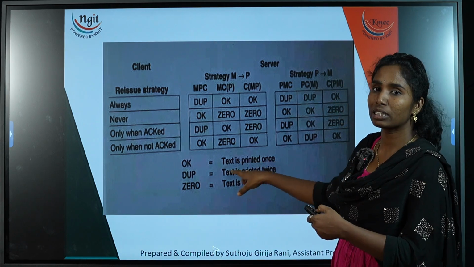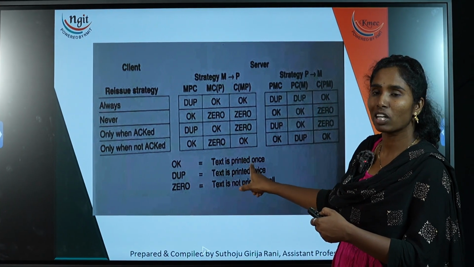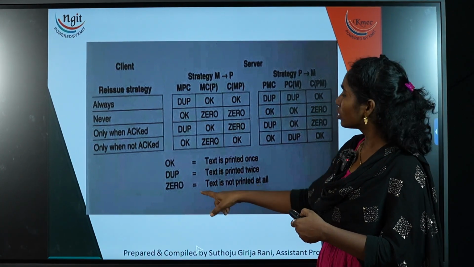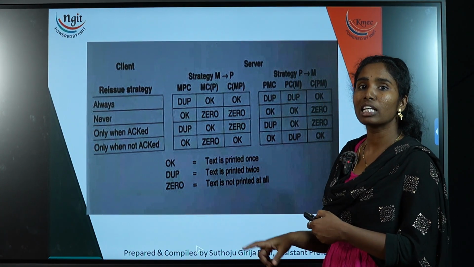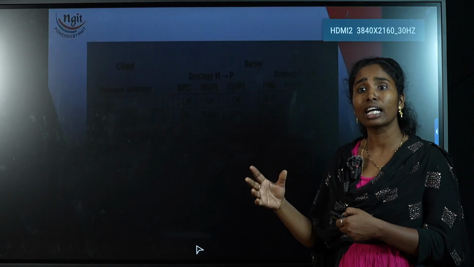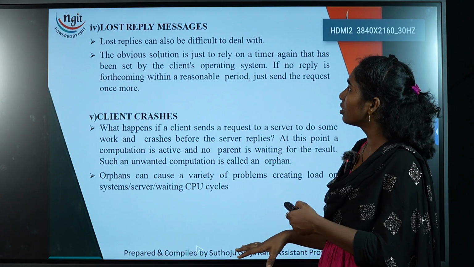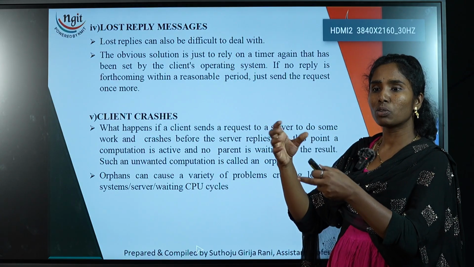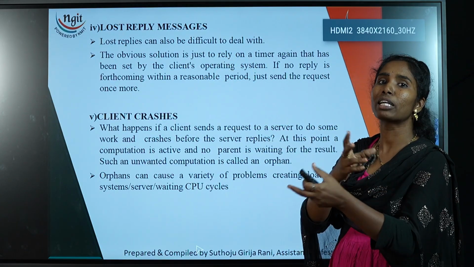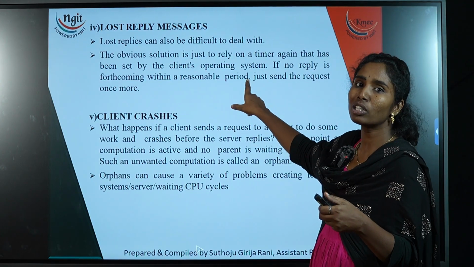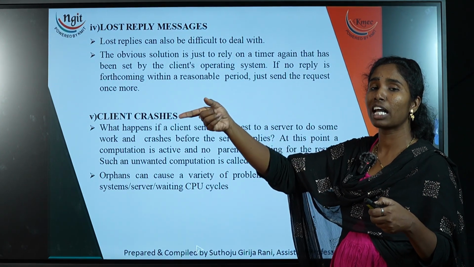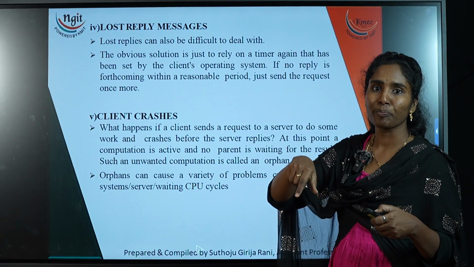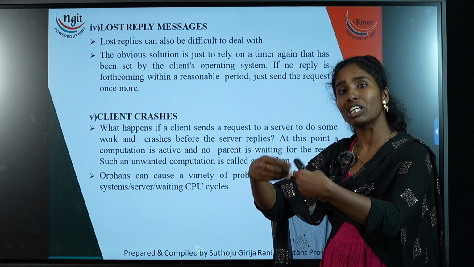So text is printed: OK means printed only once, duplication means printed 2 times, and 0 means not printed at all. This status gives us a chance to analyze whether our data has been printed or not, first of all, right? And the last 2 are the lost reply messages. The server has given the reply, but it was missed. For this also we need the same procedure we used for the lost request message, that is a timer procedure. After some time you send the reply once again.